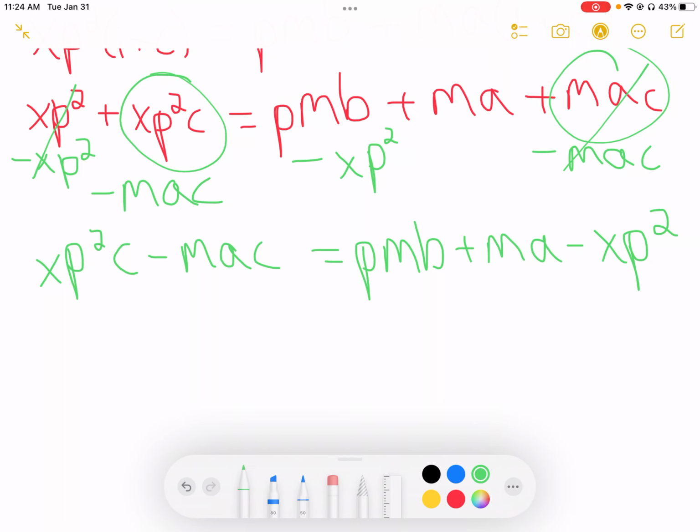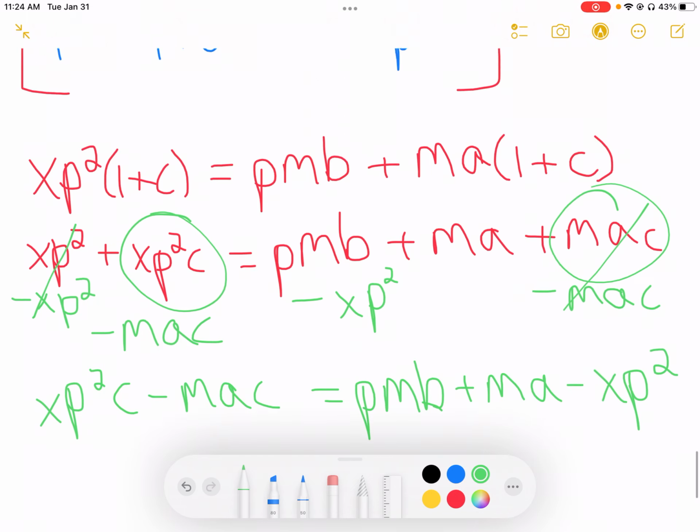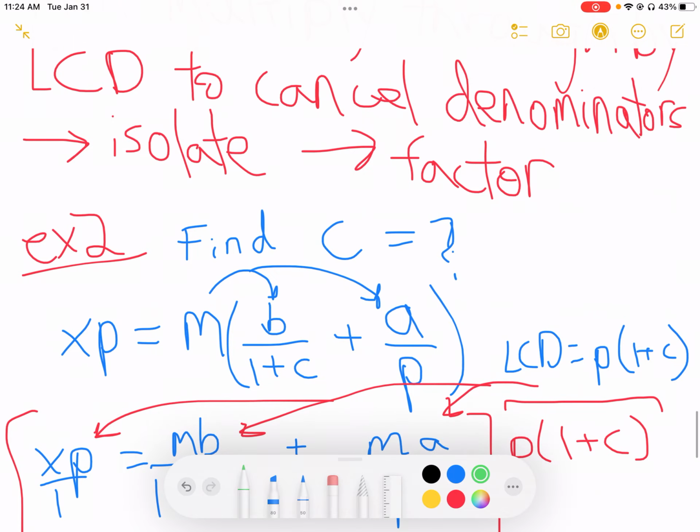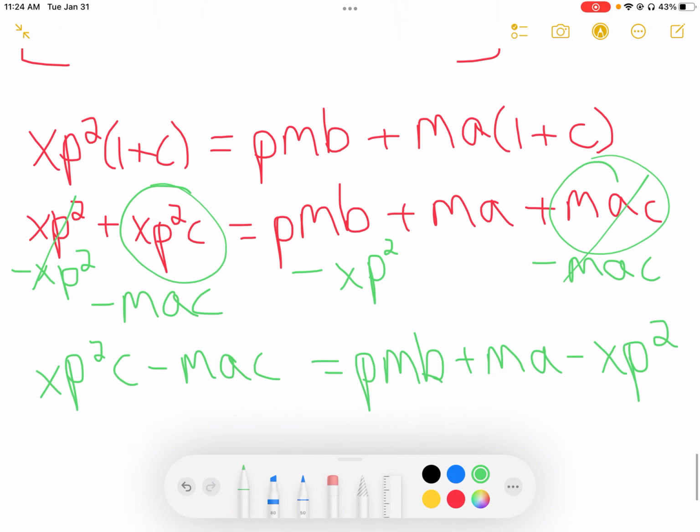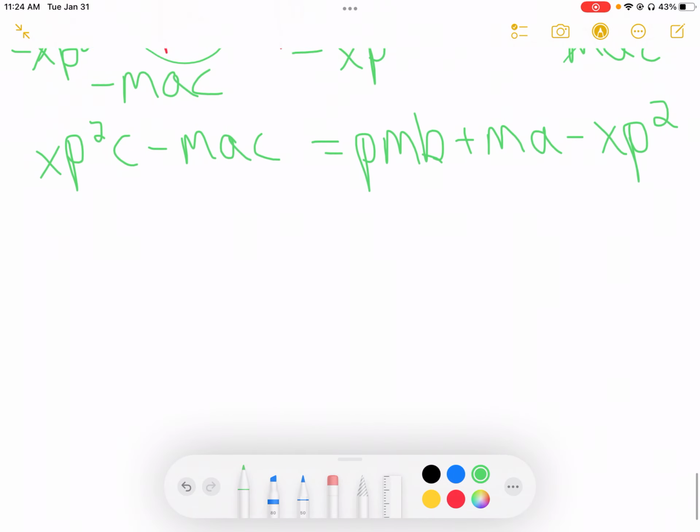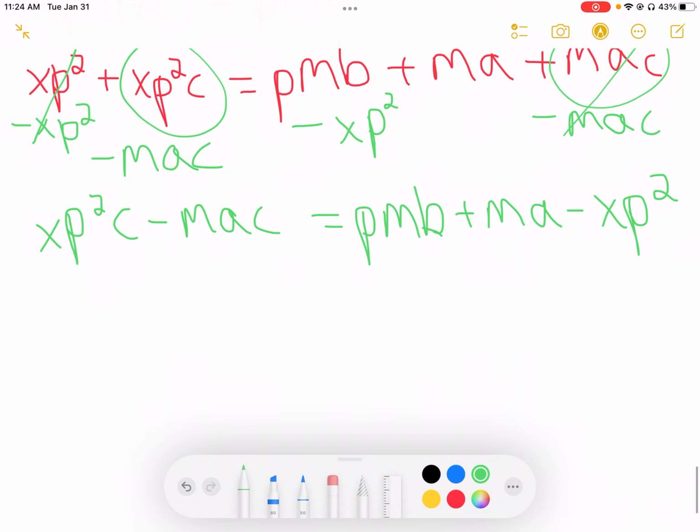Not very exciting letters, right? You're like, oh man, what letters are these? But anyway, we can see that all of our C's are on the left side. Everybody see that? Good. So what was my next part? I said to go ahead and factor, so isolate and then factor. I isolated them up there, so now I can factor.